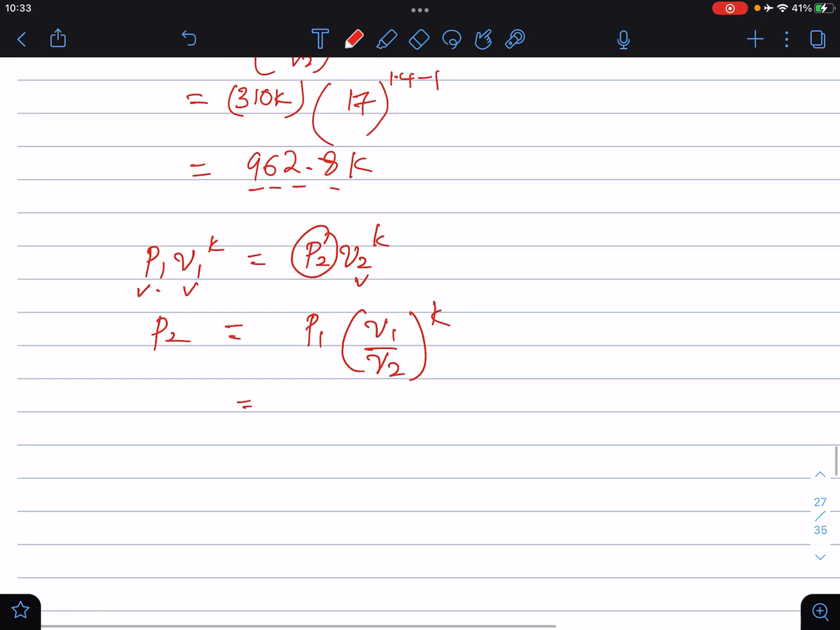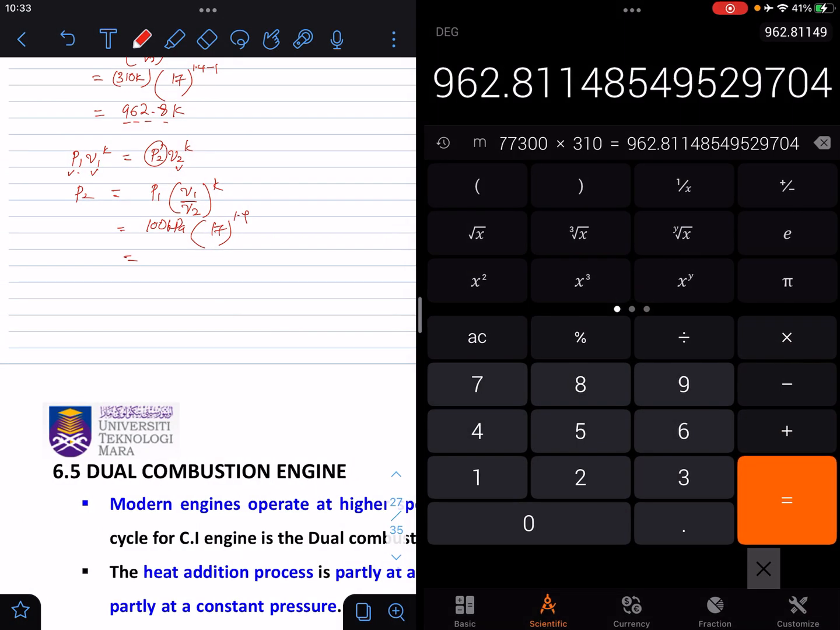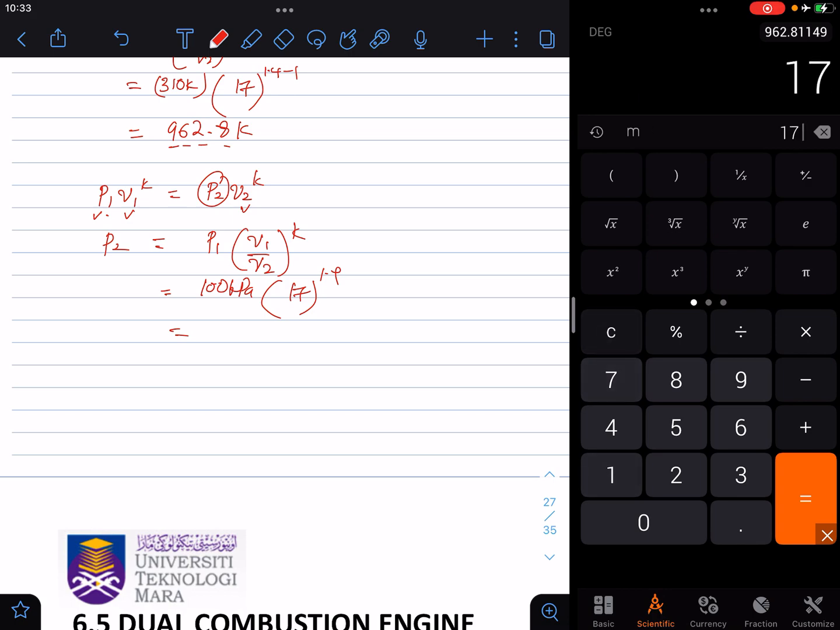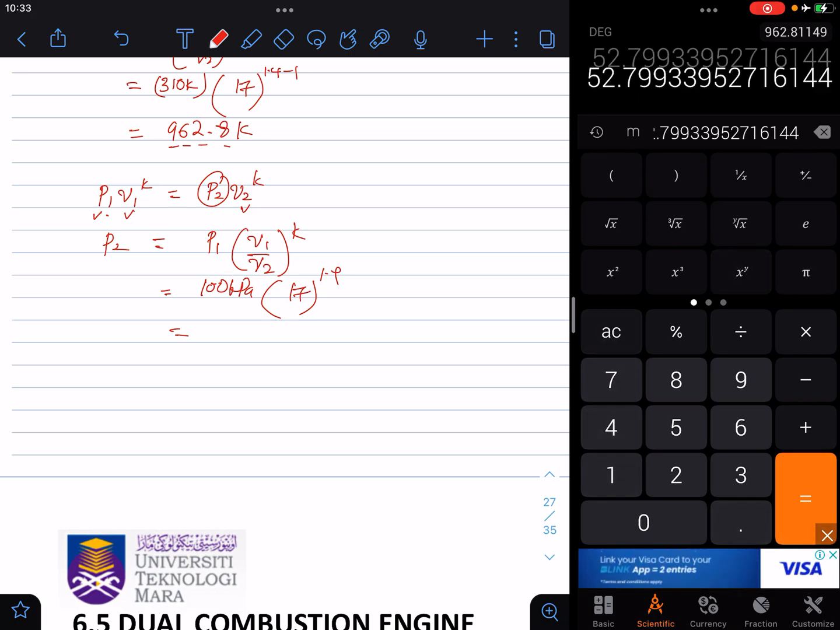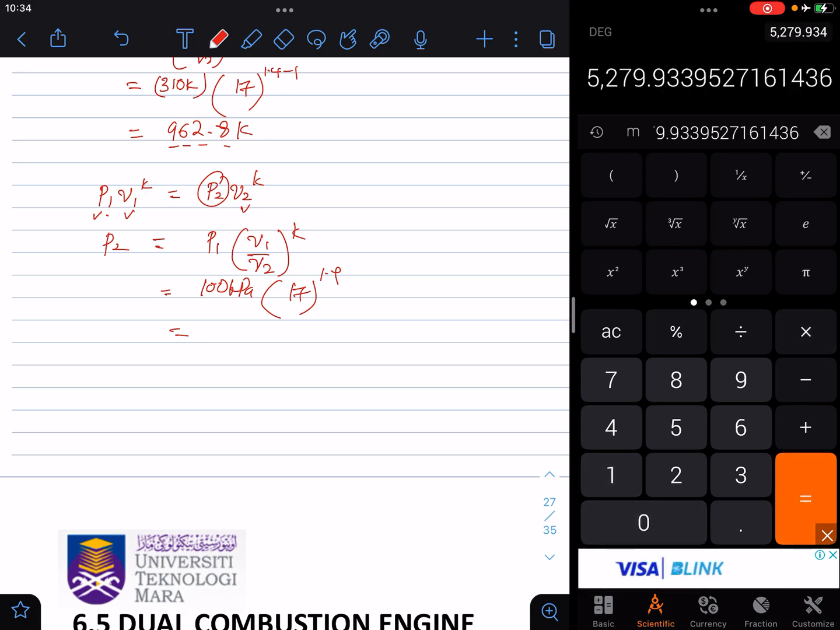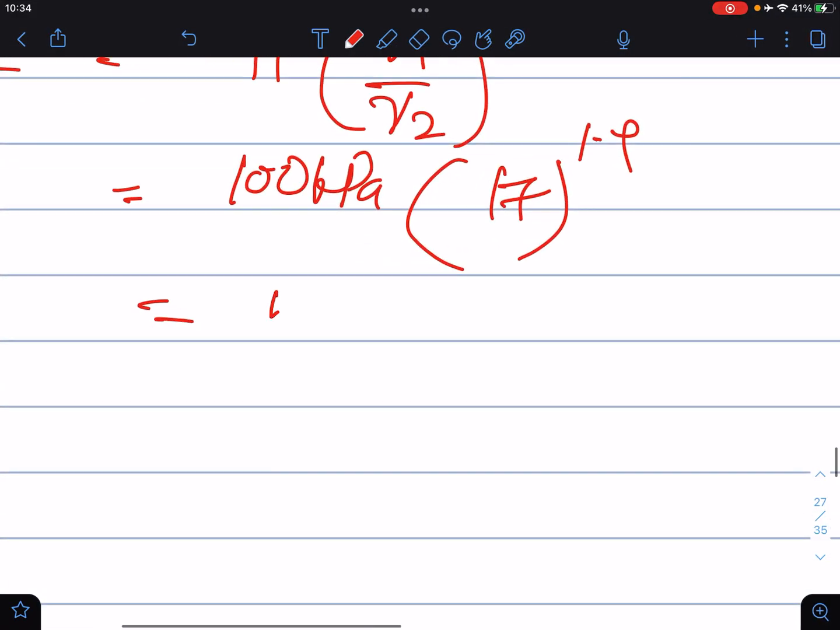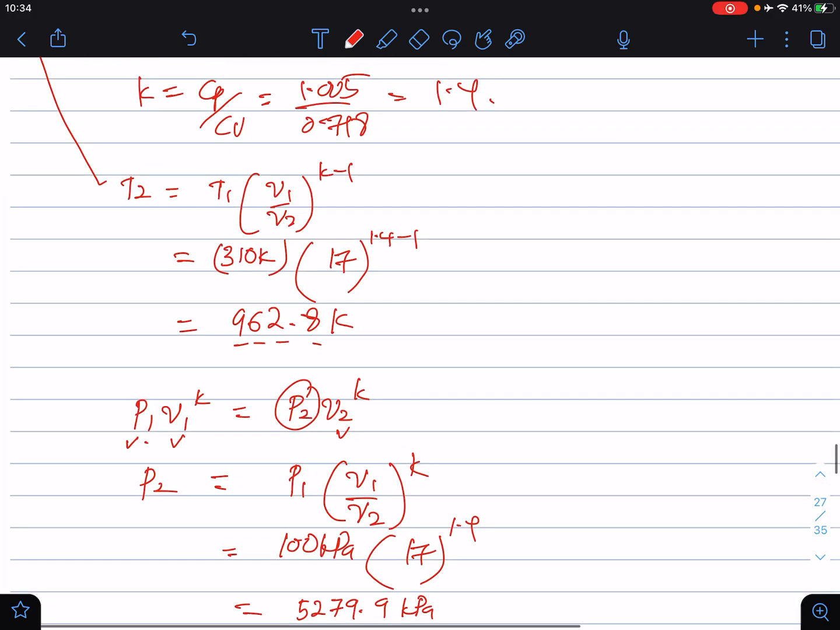This is equal to 100 kPa multiplied by V1 over V2, 17, to the power of 1.4. Again, punch your calculator: 17 power of 1.4 multiplied with 100. You get 5279.9 kPa, or you can just write it as 5280 kPa. So this is your P2.